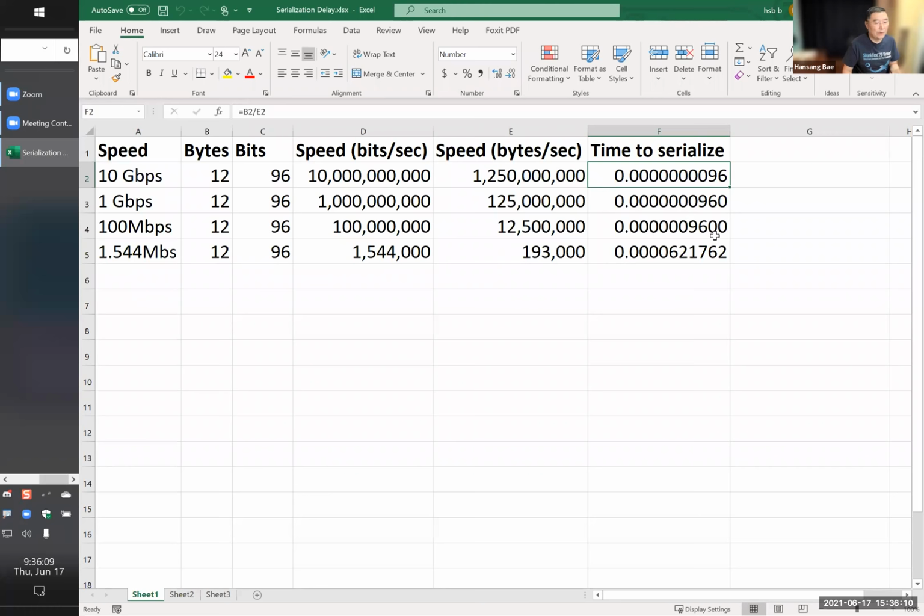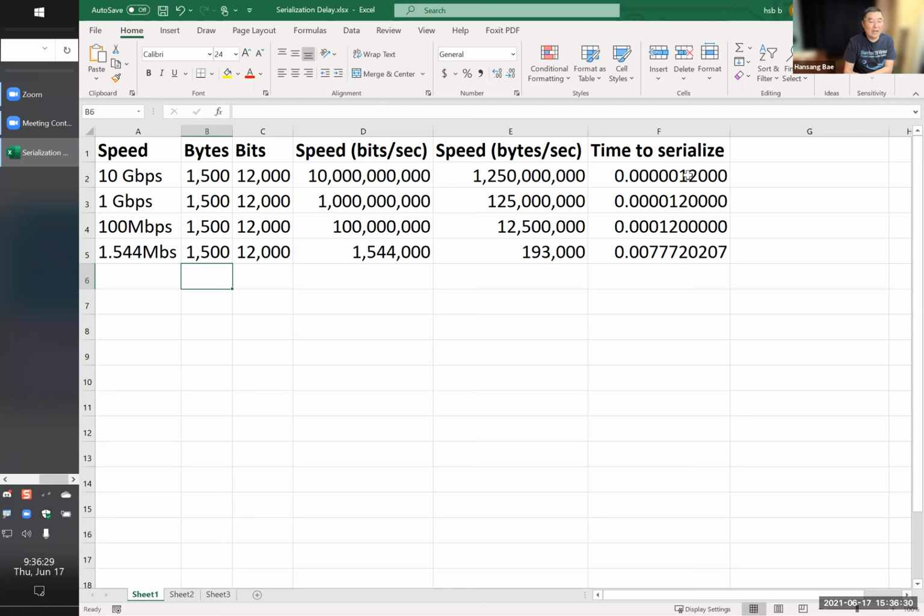Because if we're transmitting 1500 byte MTU packets, these are the delays you will see. You can't get around these delays, because this is how long it takes to stuff that 1500 byte packet into that wire. You need a minimum of this much time, this much time, this much time, and this much time, depending on the speed, okay? So this is the serialization delay that you should see.